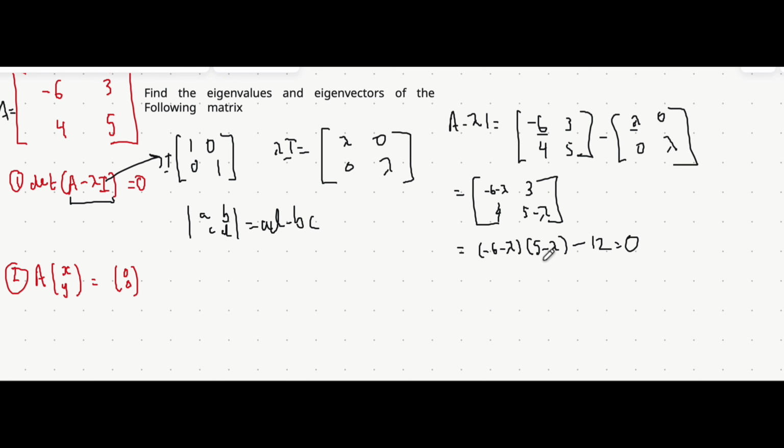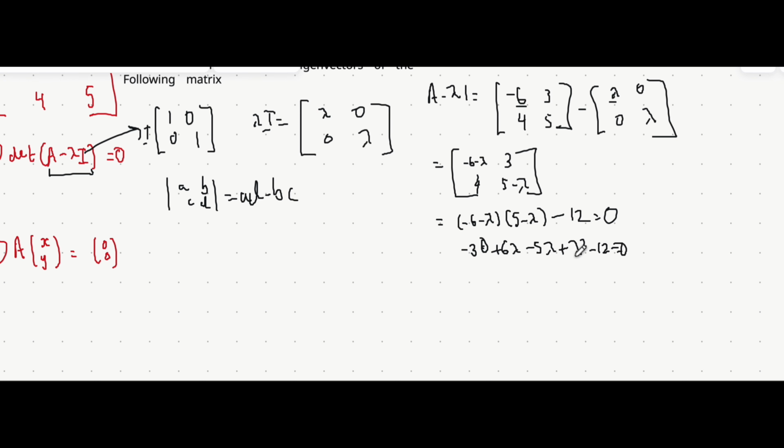Now let's expand out. So minus 6 times 5 is minus 30. Minus 6 times minus lambda, you have to be careful here. It's a positive 6 lambda. Minus lambda times 5 is minus 5 lambda, and minus lambda times minus lambda is plus lambda squared. All take away 12 is equal to 0 in this case. So let's write that out. Take away 12 equals 0.